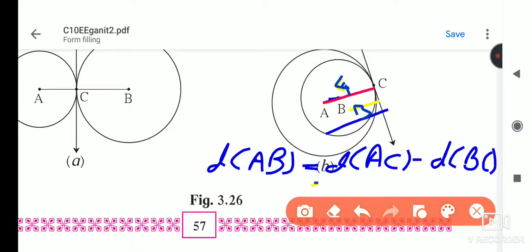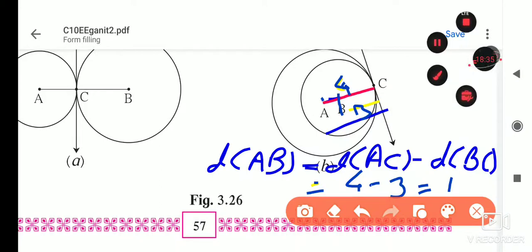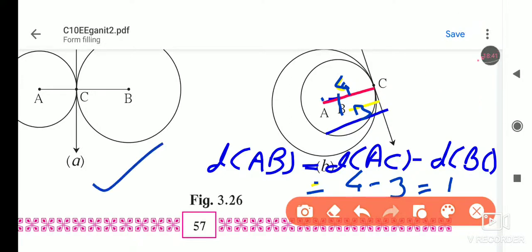So here 4 minus 3 is equal to 1 centimeter. When the circles are touching internally and we have to find the distance between the centers of both circles, we have to subtract the two radii. In the same way, to find the distance for externally touching circles, we have to add both.